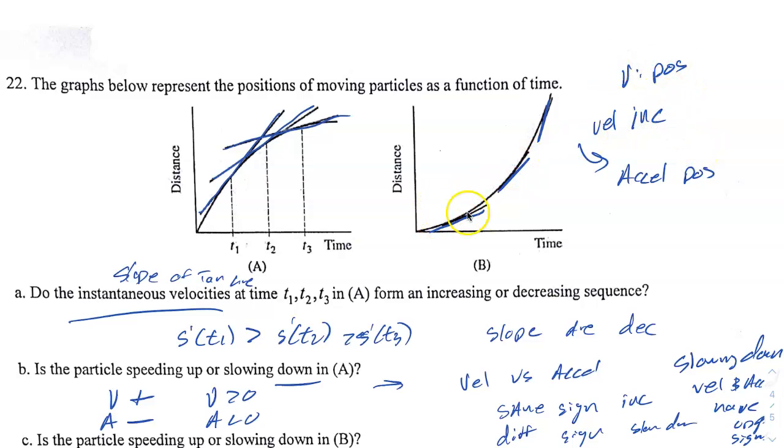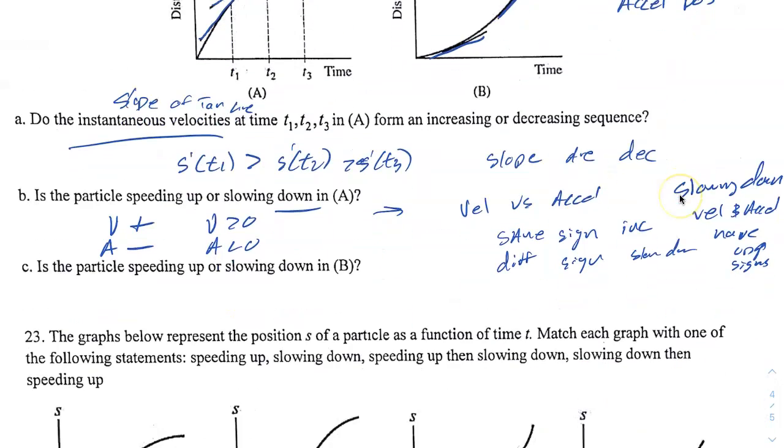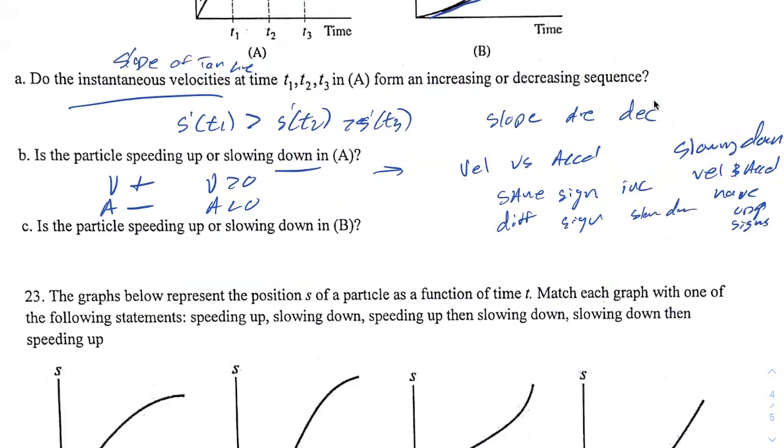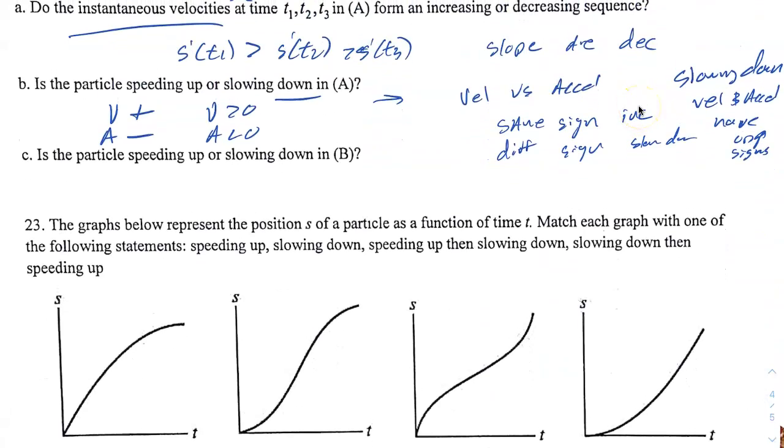Right? Just by looking at these, these are positive slopes. And they're getting steeper and steeper. So that means it's increasing, which means the acceleration, the derivative of velocity, is positive. All increasing means is derivative positive or negative. That's all it means. So in this case, it's speeding up because velocity and acceleration are the same sign.